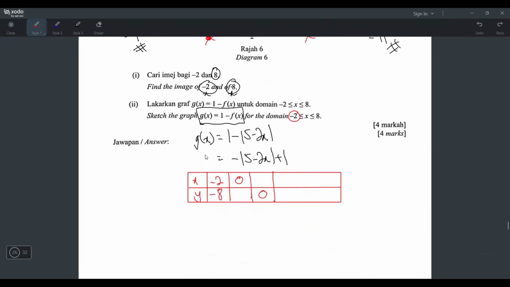Okay, let's go. I substitute x equals 0. If x is 0, 0 times 2, 0. 5 minus 0, 5. Modulus 5, 5. And then negative 5 plus 1, negative 4. So like that.